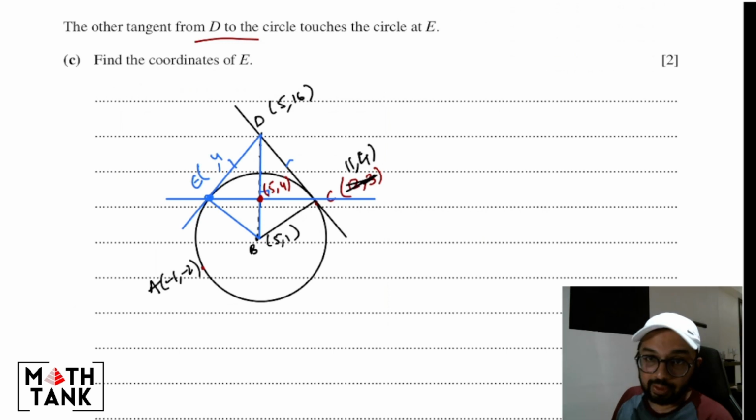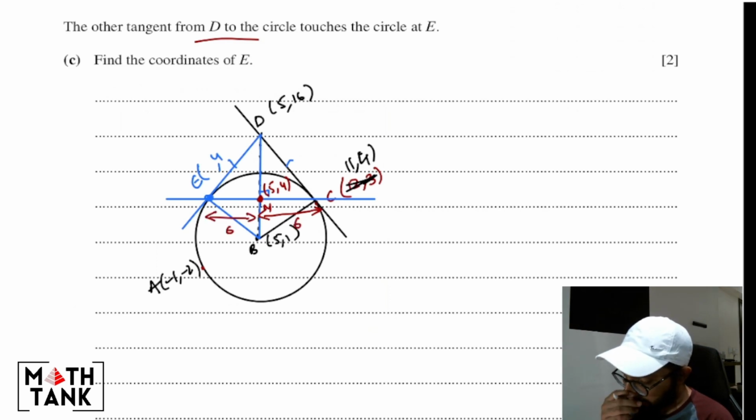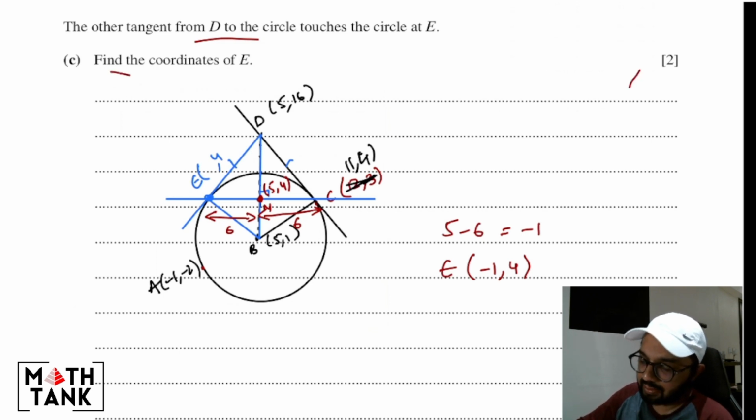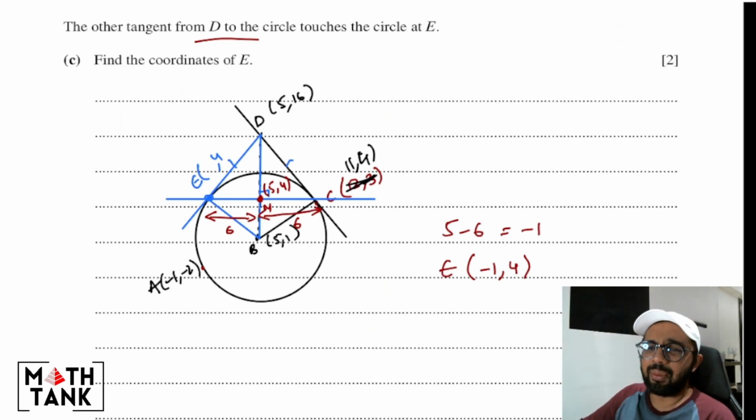So the distances would again remain the same. If this point M and C had a distance of 6 units, this also needs to have a distance of 6 units, which means that it's going to be 6 behind 5. I'm going to say 5 minus 6, which gives me minus 1. So the coordinates of E become minus 1 comma 4. Now, since this is find the coordinates, a bit of method is necessary. I would suggest that you always draw the diagram on such questions. It's easier to answer questions that way.